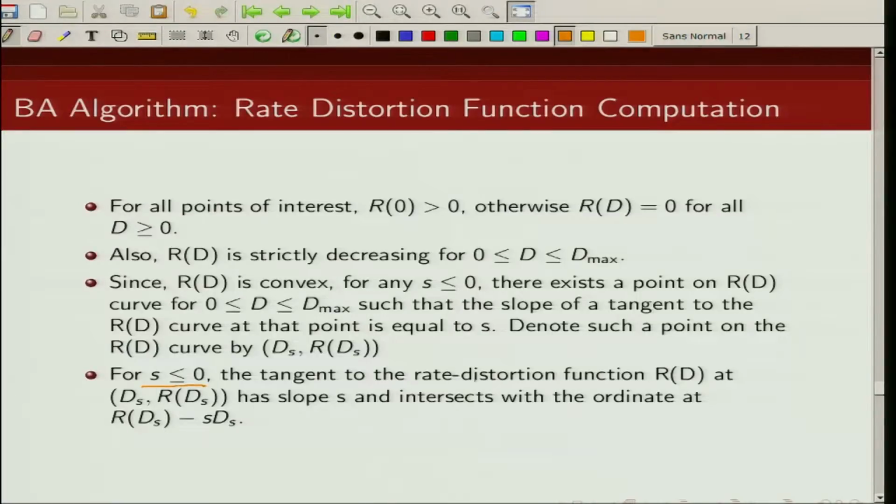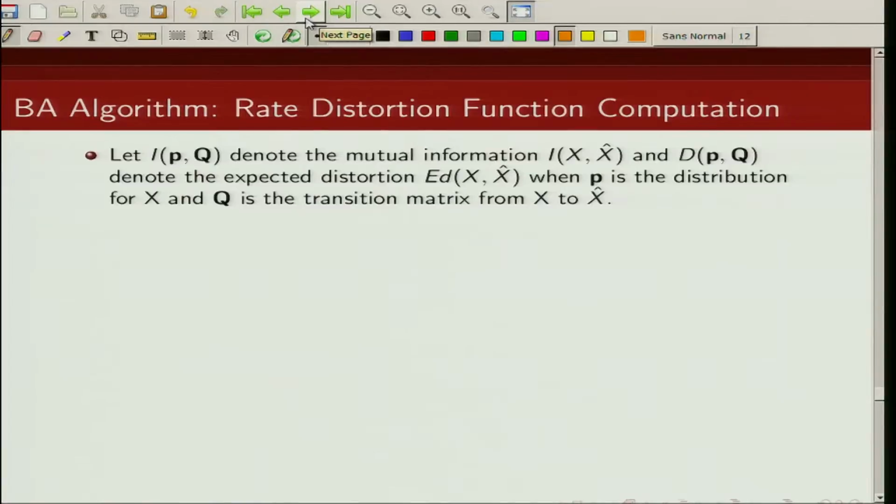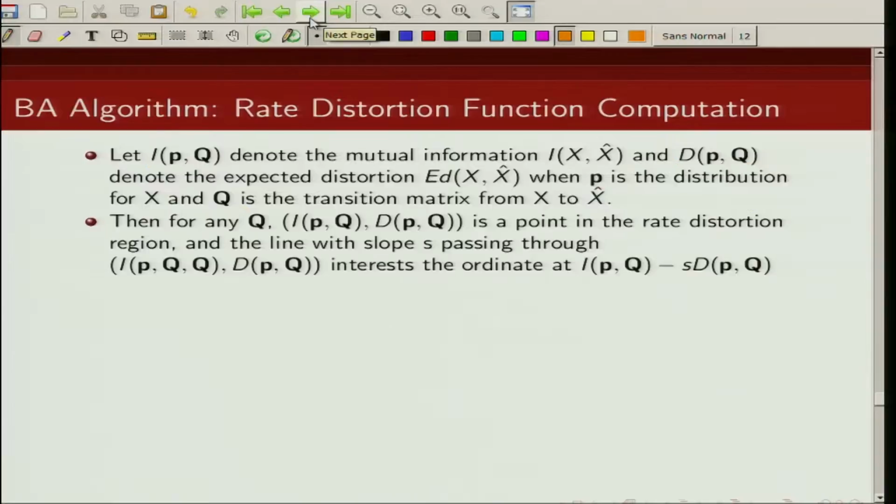For s less than 0, the tangent to the rate distortion function has slope s and its y-intercept is given by R(D_s) minus s times D_s. Now let I(P,Q) denote the mutual information between X and X hat, and D(P,Q) denote the expected distortion, where P is the distribution for X and Q is the transition matrix from X to X hat. For any Q, this is a point in this rate distortion region, and the line with slope s is going to pass through this point. So this will give a y-intercept of this.